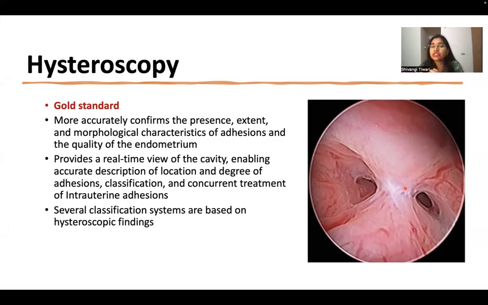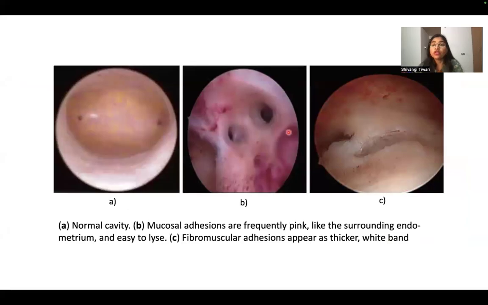There are several classification systems that are based on hysteroscopic findings. So these are the hysteroscopic pictures. This first picture is showing a normal cavity. The second picture is showing mucosal adhesions. Mucosal adhesions are usually pink in color. They're like the surrounding endometrium, and yes, they are easy to lyse. This is showing fibromuscular adhesions. They are very thick, wide bands, and they are difficult to lyse.